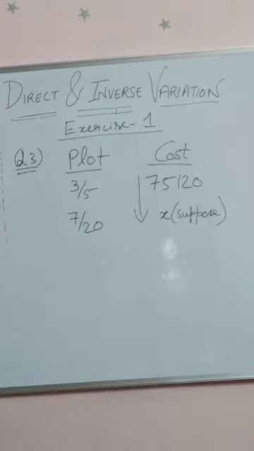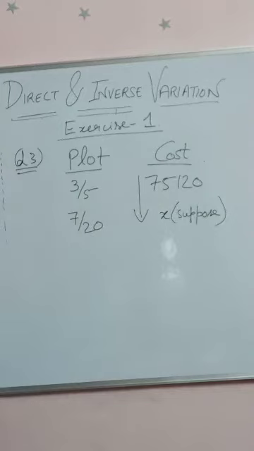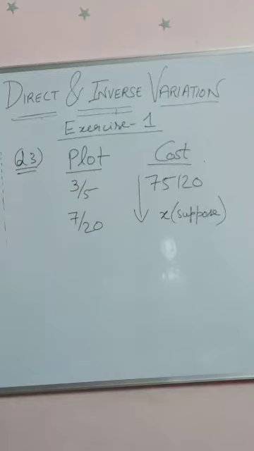So the first arrow is always directed towards the unknown variable. And we are going to check the variation for it. Now, if 3 by 5 of the plot has the cost equal to 75120, we should know which one is greater first. So, in order to find which one is greater, we are going to do a bit of work in the rough column. In the rough column, I want you all to find the greater out of these two fractions. Now, how to find the greater out of these two fractions?